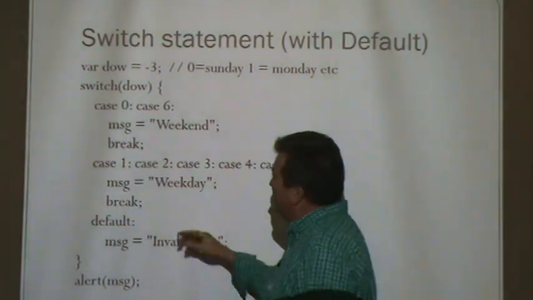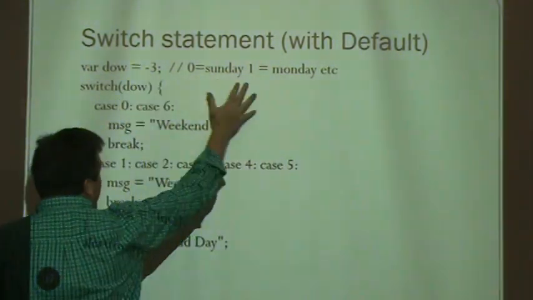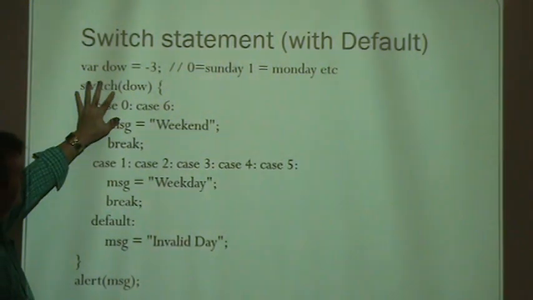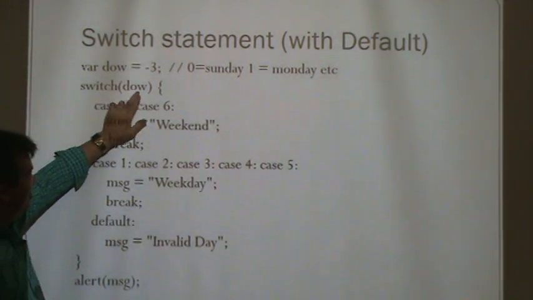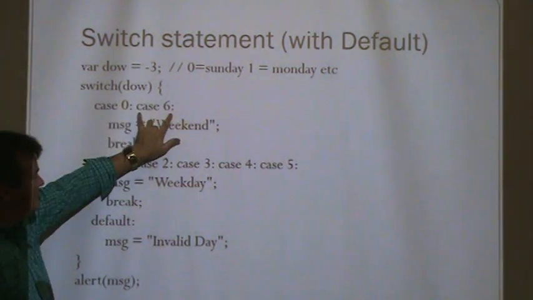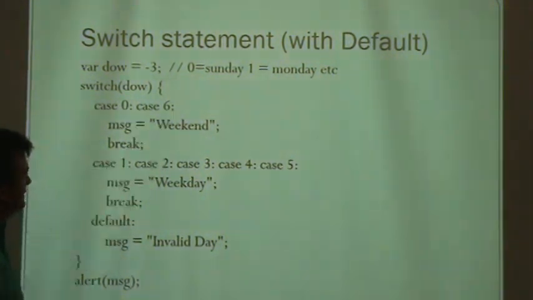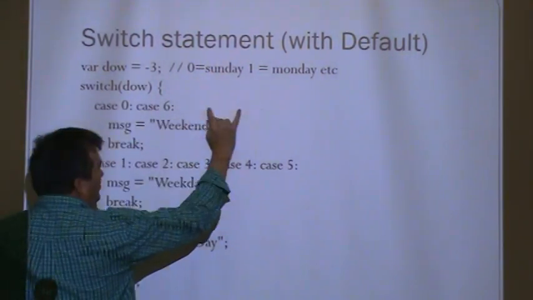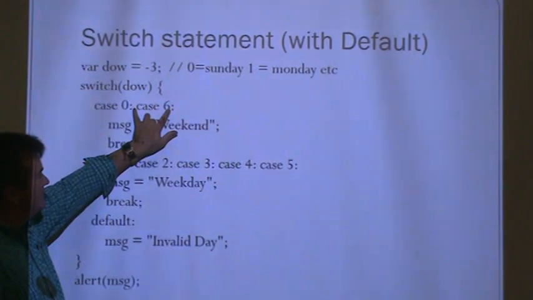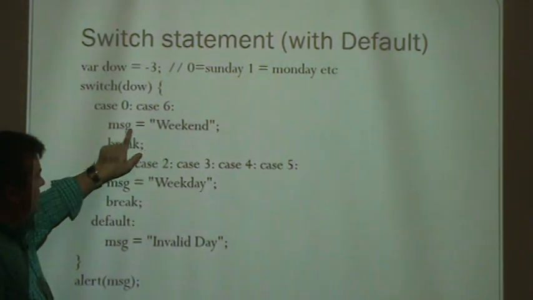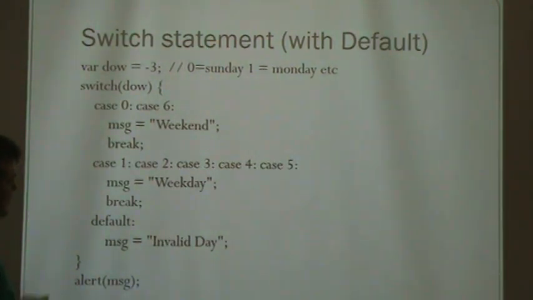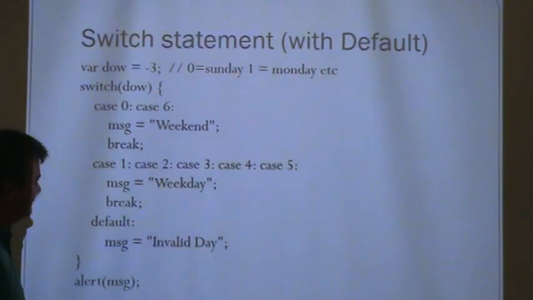So suppose our day of the week came back as -3. Well, that's not a legitimate day of the week. So what we can do is we can say switch day of the week. We could say in case it's a 0 or a 6, that's a strange syntax, but you list all your cases. It's kind of like saying if it's 0 or it's 6, then the message becomes the weekend, and then we break out of here. We don't go looking at other cases.